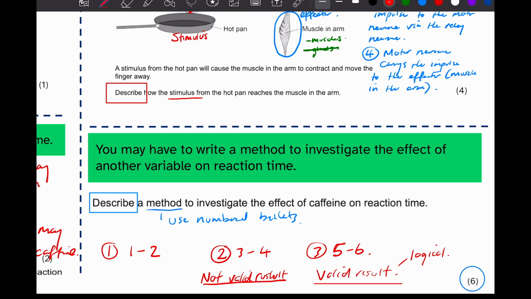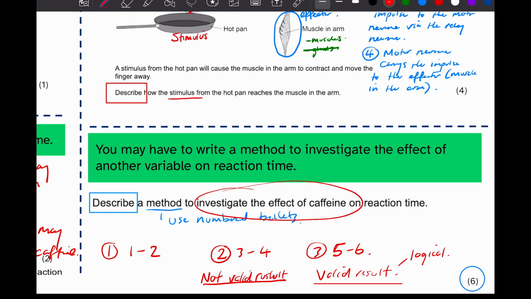So if you use numbered bullet points, you can get around this really easily, because all you do when you finish your answer is you go back in and you check, is this in the right order? And if you need to, you cross out your numbers and you redo the numbers in order to make the order logical. Okay? And you also need to very carefully think, does my method actually end up with the thing I'm being asked to do? So in this case, would it actually investigate the effect of caffeine?